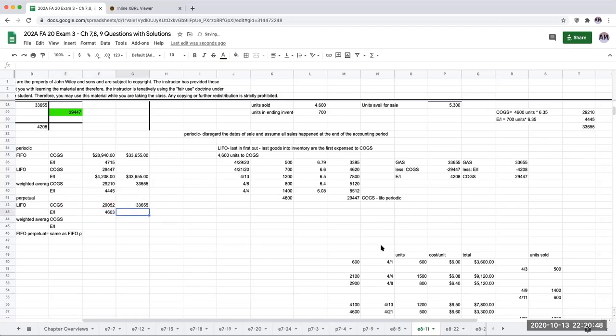So the one thing I haven't done is weighted average cost of goods sold, but what I would like you to do is spend some time in the modules and go through and look at how I do those for inventory costing.